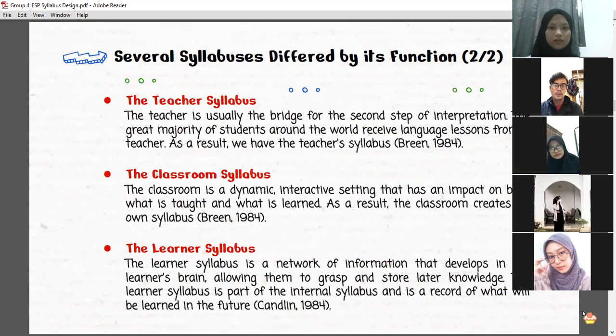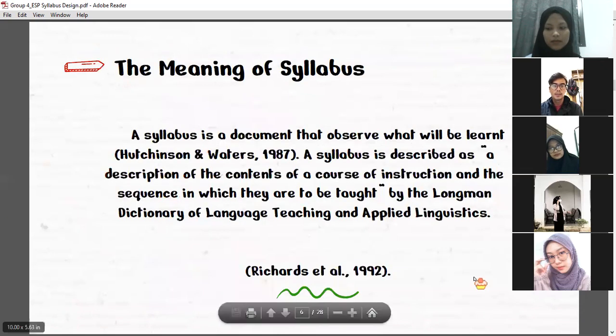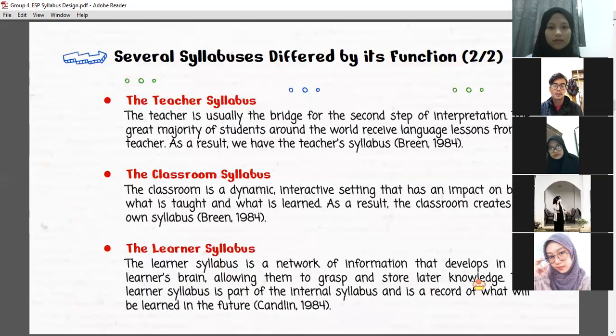So the last is the learner syllabus. The learner syllabus is a network of information that develops in the learner's brain, allowing them to grasp and store later knowledge. As Candlin said in 1984, the learner syllabus is a part of the internal syllabus and it is a record of what will be learned in the future. The importance of the learner syllabus stems from the fact that the learner observes other syllabuses through the perspective of this. Maybe that's enough for me.